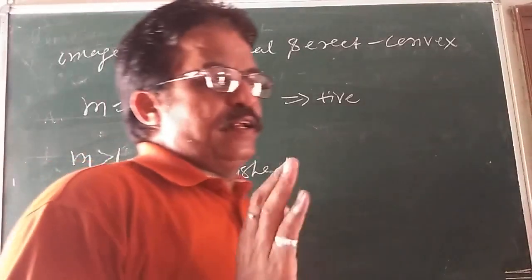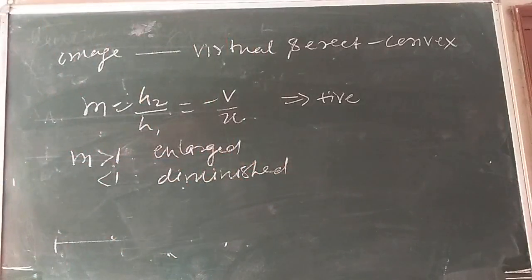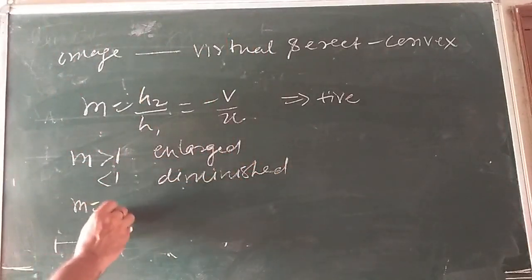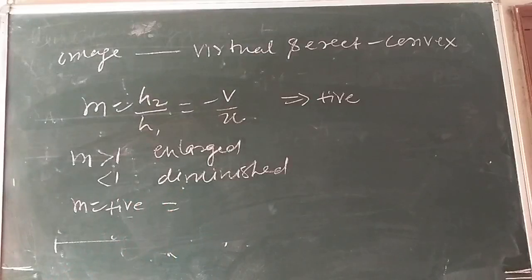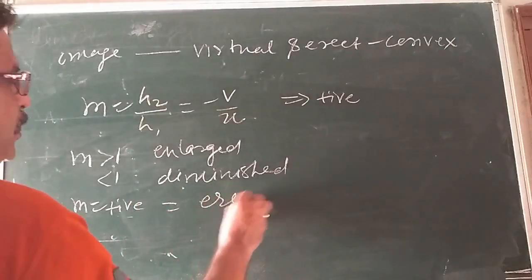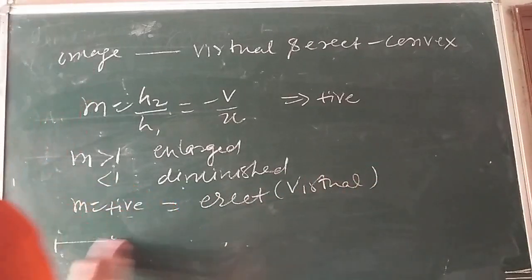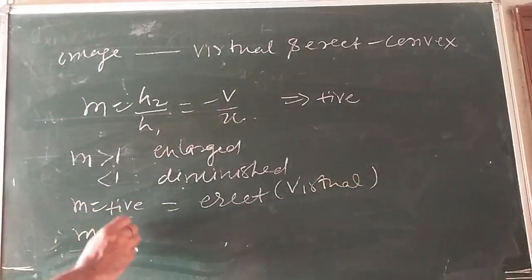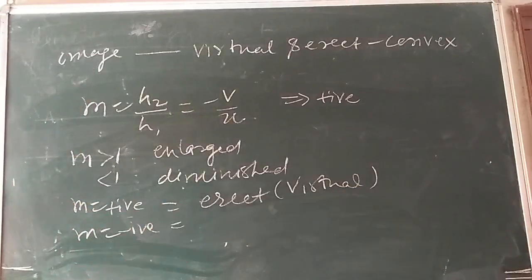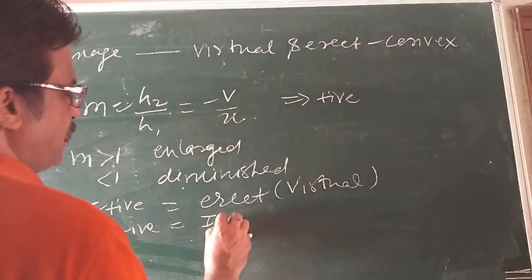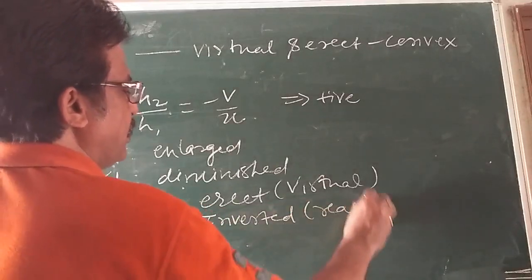Is that clear? Remember, for a numerical, m is positive when the image is erect or virtual. Erect or virtual. M is negative, image is inverted, and real image that we have seen.